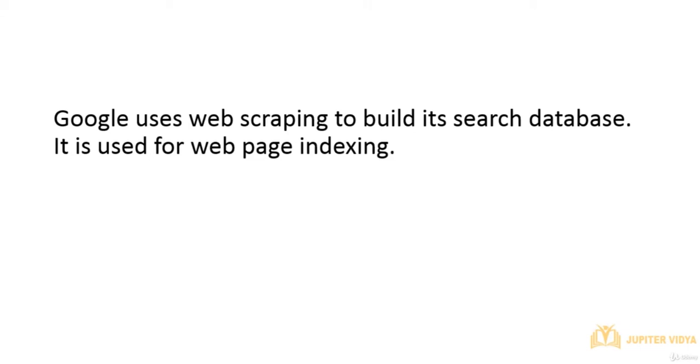Google used web scraping to build its search database. So whenever the Google crawler comes to a website, it fetches all the data and indexes the pages. Once it is indexed, only then can Google Search display the result in a search engine when someone searches related to that business or service.